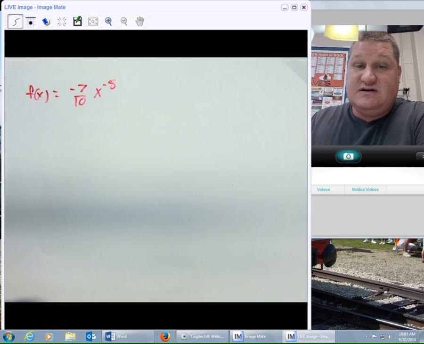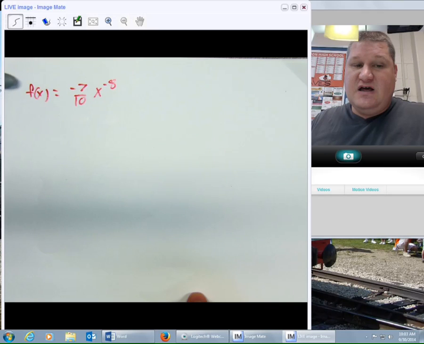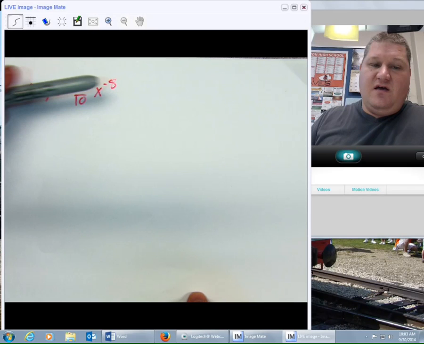So, ladies and gentlemen, let's go through it, and this is how it should look on a test, on a review sheet, or even on your homework. This is what it ought to look like. First things first, f of x equals -7/10 times x to the -8th. Very first thing we're going to do is we're going to graph it.